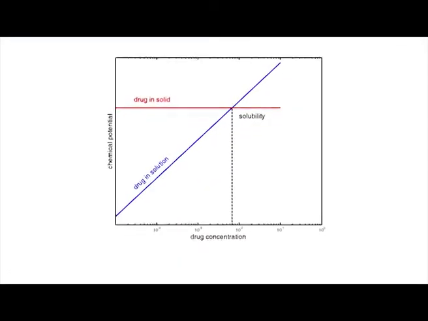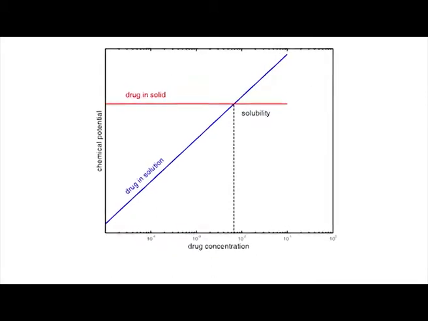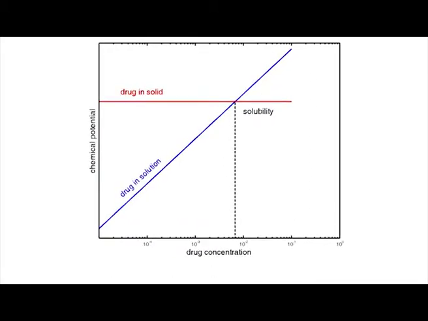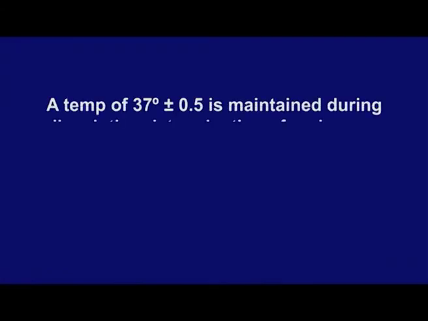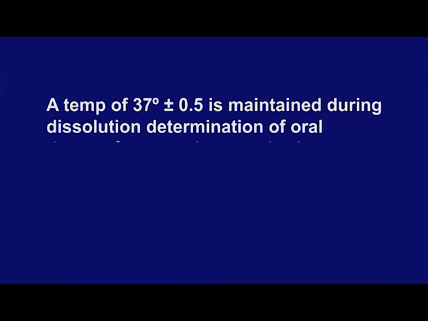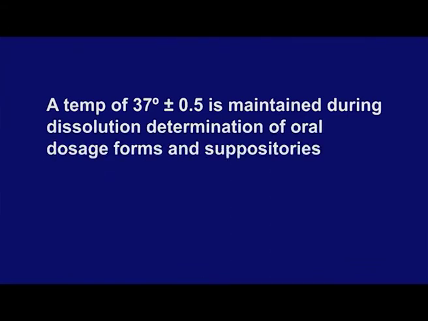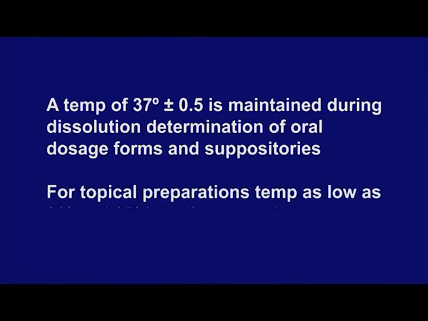Fifth one is factors relating to dissolution test parameters. First one is temperature. Solubility of any drug is greatly affected by temperature, which clearly indicates that any deviation in temperature will significantly affect the dissolution process. Generally, a temperature of 37 degrees plus or minus 0.5 is maintained during dissolution determination of oral dosage forms and suppositories. However, for topical preparations, temperatures as low as 30 degrees and 25 degrees have been used.